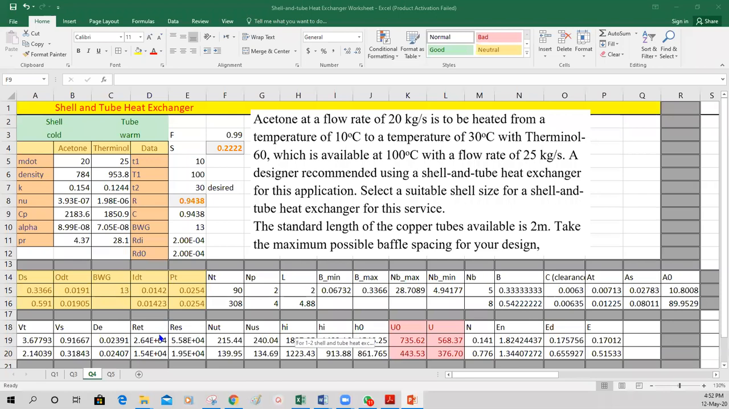Okay, so you have reached the Reynolds number. Keep going, finding the Nusselt number for the shell side and tube side, and then the heat transfer coefficient. Keep doing it. The meeting will end in 4-5 minutes. Then we will connect again.